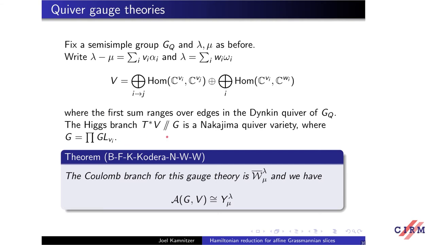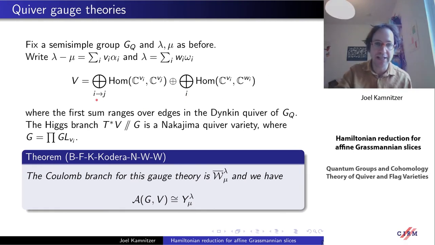Our group G is a product of GLs over the gauge vertices, GL of V_i. All these products are over the Dynkin diagram of GQ, and the sum is over the edges in the Dynkin diagram of GQ. I call it GQ because Q is the quiver or Dynkin diagram, and GQ is the group associated to the Dynkin diagram. So the Higgs branch, if we just take the cotangent bundle and take the Hamiltonian reduction by G, would have the effect of doubling all the edges. That's what taking the cotangent bundle does. Then we take the Hamiltonian reduction by G and we get the Nakajima quiver variety. So that's not what we're doing here. We're doing this more wild Coulomb branch construction. And when we do this Coulomb branch construction, it spits out W lambda mu, surprisingly.